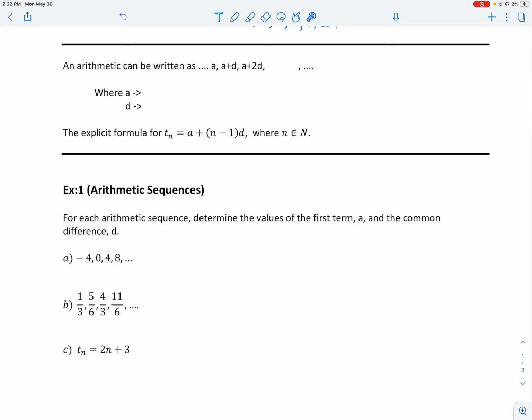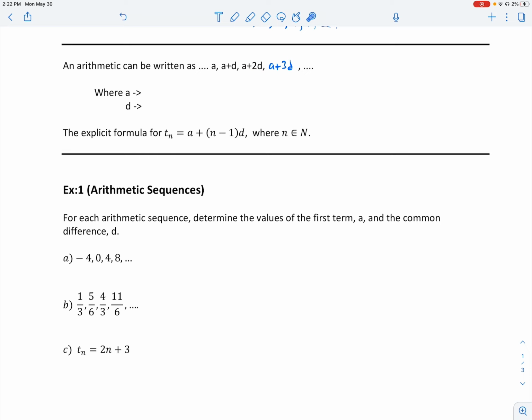An arithmetic sequence can be written as a, and then the next term would be a plus d, and the term after that would be a plus 2d. You might see the pattern here. The next one would be a plus 3d. For each consecutive term, we're just adding d to it. From here to here, we added d, which represents some value, positive or negative. Then we add that same amount again, so now we have 2d, and then 3d.